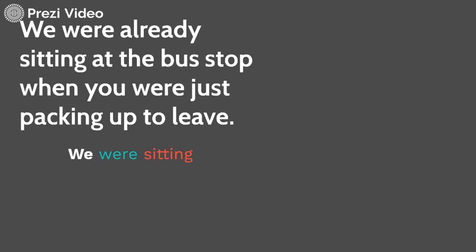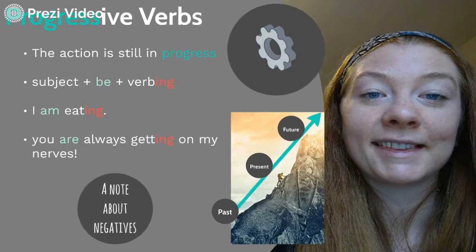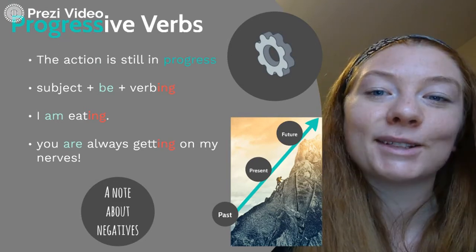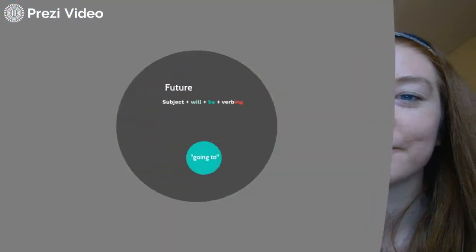And notice that sitting, sit, is a one-syllable word with a vowel followed by a consonant. So we're going to double the T. So sitting turns to S-I-T-T-I-N-G. Awesome. And then you were packing. That was pretty easy, right? So let's go back to the future.